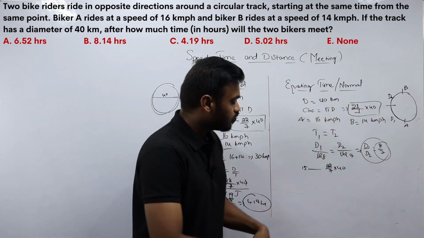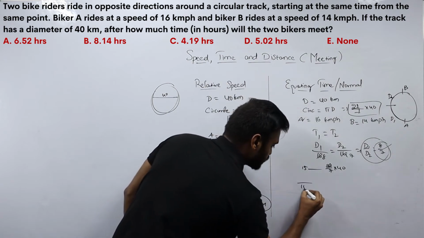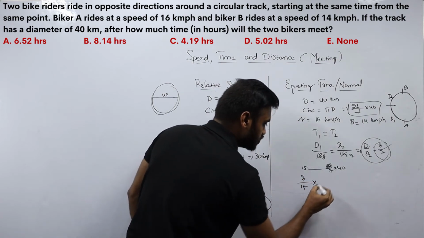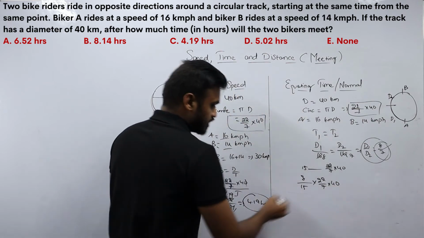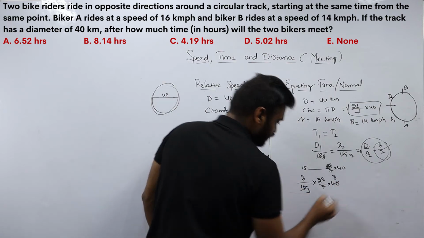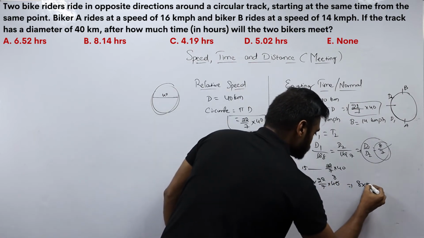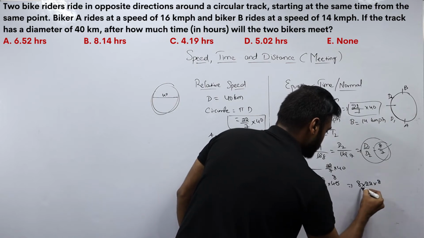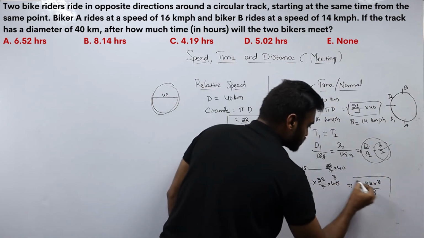Now we need to find out what is the distance covered by A, that is only 8 parts. Out of 15 parts, A is covering 8 parts into 22 by 7 into 40. So we will get 5 3s 15 and 5 8s 40. So what is the total distance covered by A? That is 8 into 22 into 8 by 7 into 3. So this is the total distance covered by A.